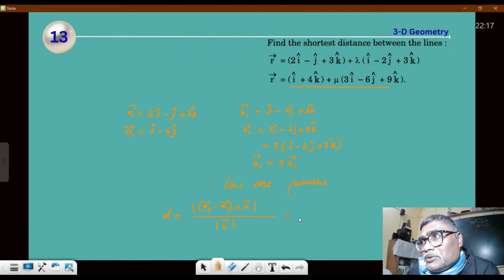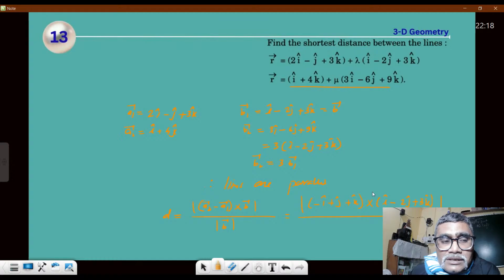So now you please do this. How will you do it? A2 minus A1. See, if you write it one below the other, you can do it quickly. So this will be minus i cap, then 4k. So it is j cap, and then this is k cap. And then cross product with this. The first one you take, the reduced one, 2j, 3k. So you can name this as vector B, because in the formula you are using B.